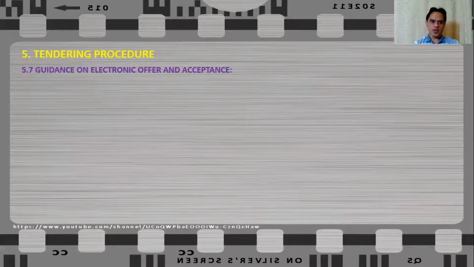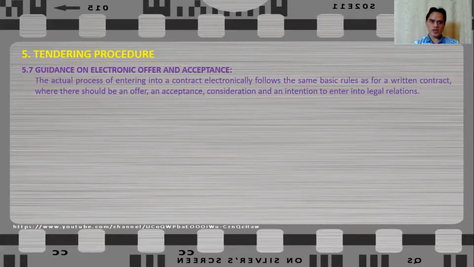Now, the guidance on electronic offer and acceptance. The actual process of entering into a contract electronically follows the same basic rules of a written contract, where there should be an offer, an acceptance, consideration, and intention to enter into legal relations. In this discussion, we are going to talk about the offer and acceptance.